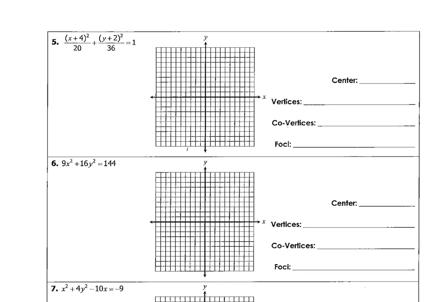Okay, number 5. Okay, this one, is it going to be horizontal or is it going to be vertical? It's going to be vertical, right? The bigger number, 36, is underneath the y value. So that tells me it's going to be longer vertically than horizontally. Okay, my center. Opposite, right? So this is positive 4, positive 2, so that's going to make negative 4, negative 2 for my center.